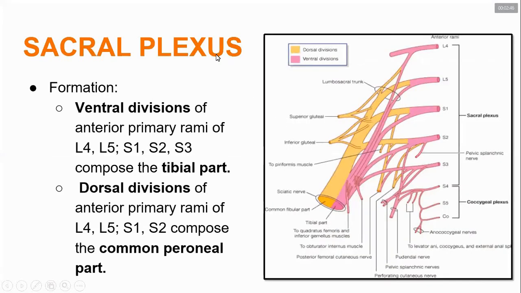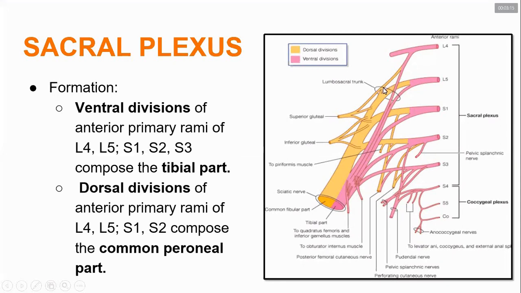Talking about its origin, it arises from the sacral plexus. Now you can see the sacral plexus is formed from L4, L5, S1, S2, and S3. These are all spinal nerves. Each spinal nerve, such as the L4 spinal nerve, will have an anterior and a posterior rami. Each anterior rami will have a dorsal division and a ventral division. You can see the dorsal division is given in orange color and the ventral division is given in pink color.